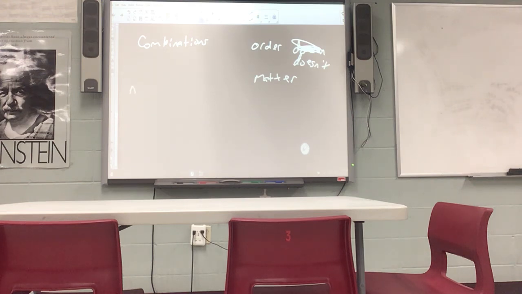You've still got your total number, N, C, and a capital C. And then your R, how many you're choosing. So the formula is very similar. N factorial on top. But on the bottom, you've got an R factorial. And then you've got the N minus R factorial, so it's got that one additional piece on the bottom.